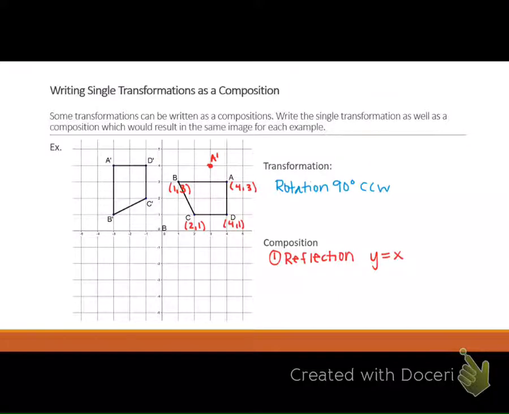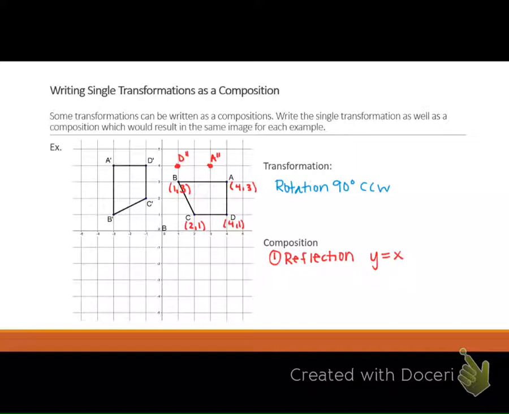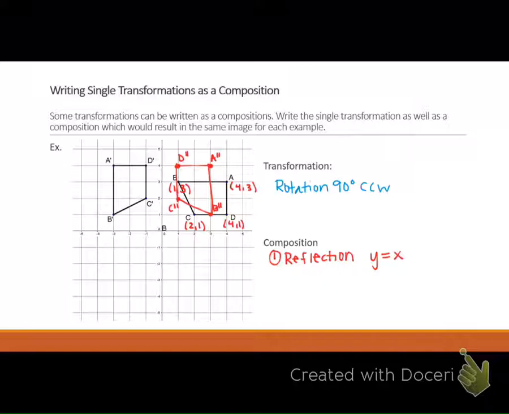3, 4. Wouldn't that be A, 2, 0? B would be 3, 1. And 1, 2. You see? Now does that look like we can reflect it?